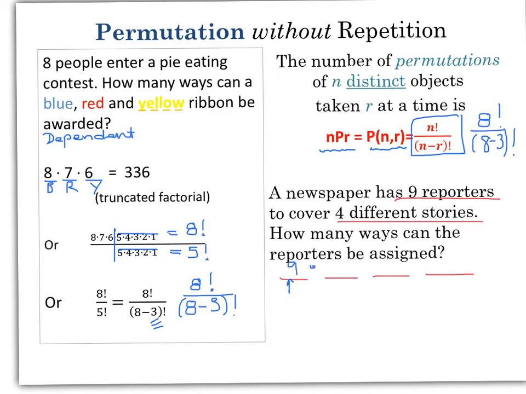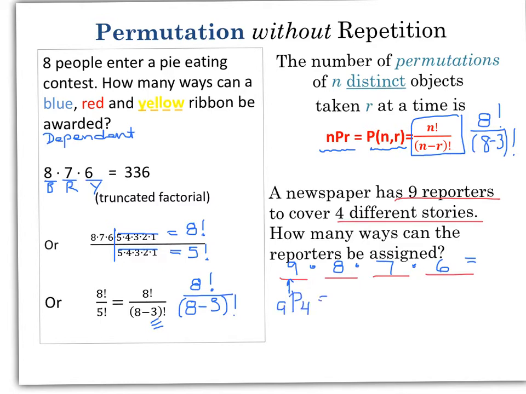Once someone is chosen, now our sample space goes down. We only have 8 possible reporters, then 7, then 6. This is a truncated factorial. And in all practicality, that's all I would do, is just multiply those numbers together. But it also can be written as 9 permuted 4 different ways.